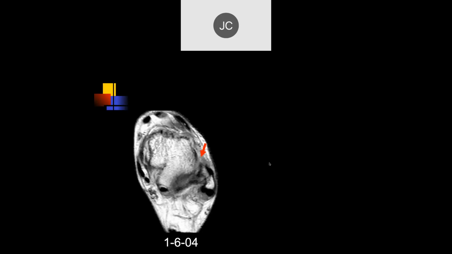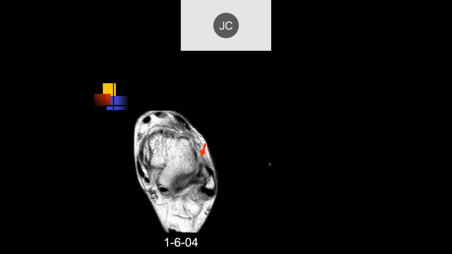Okay. Tayson. All right. Arrow points to a complete tear of the ATFL. Okay. So this patient had an ATFL tear.